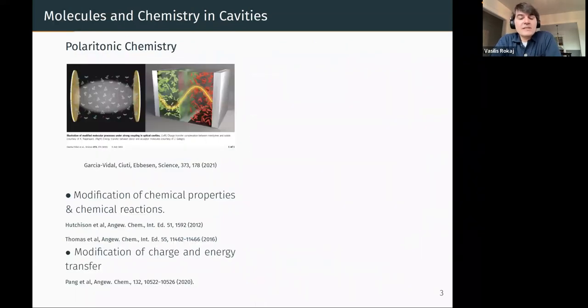Now on the chemistry side, experimentalists have been able to put large ensembles of molecules inside cavities, between two mirrors. It has been reported that chemical properties and chemical reactions can be modified by strong coupling to the cavity field. It has been shown, for example, that particular chemical reactions in some cases speed up, or in other cases get suppressed and do not happen. Also, charge and energy transfer can be modified by coupling to the cavity vacuum field.